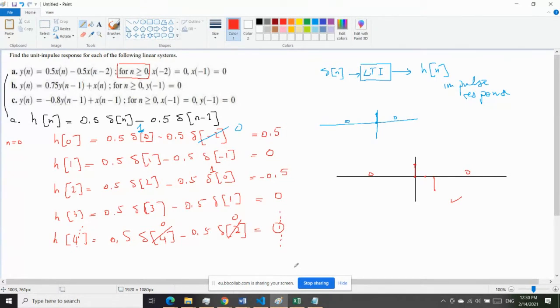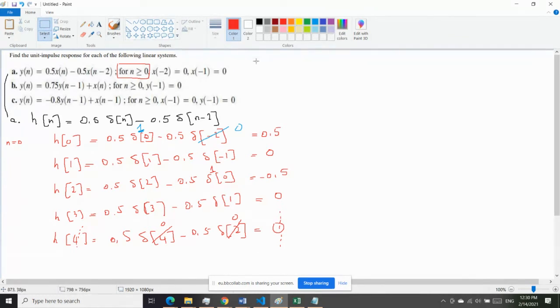What about the second example? Again, n is bigger than zero, so we'll have h of zero. It is going to be 0.75 times y of n minus 1. What do we put in terms of y? When x, of course, we put delta in its place, because we said h is the output when we make x delta, giving the impulse response h. So here it will be delta n, delta 0.